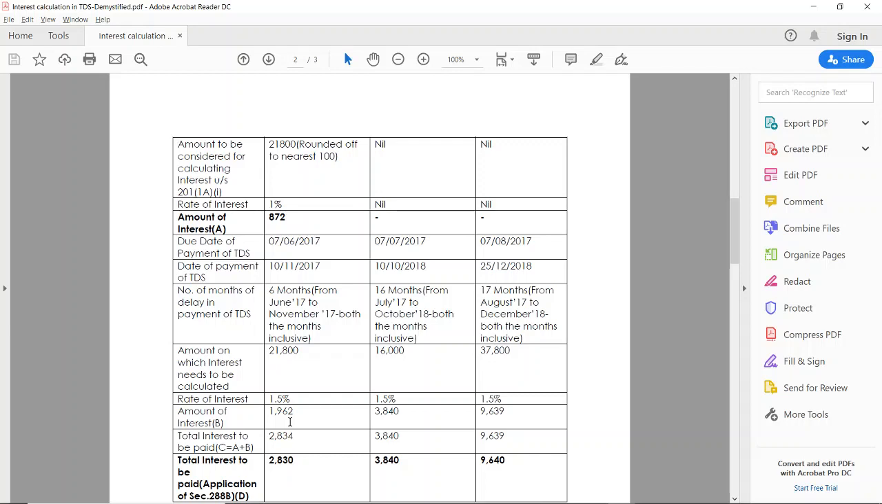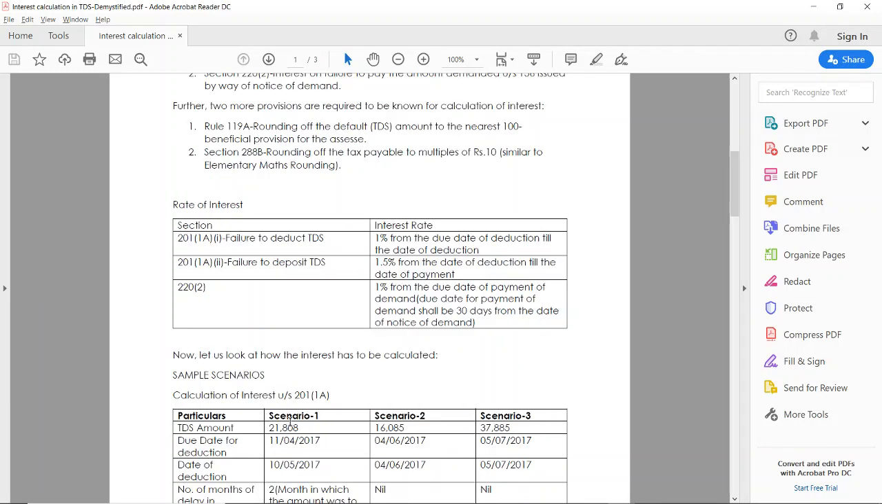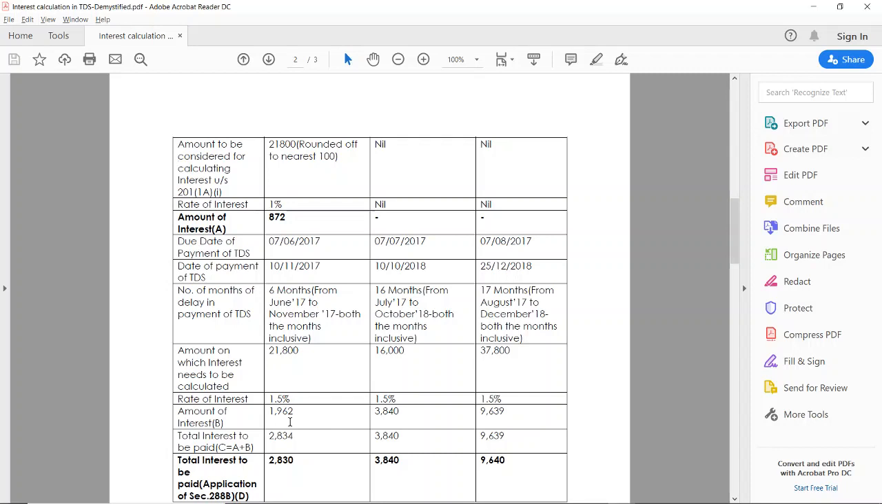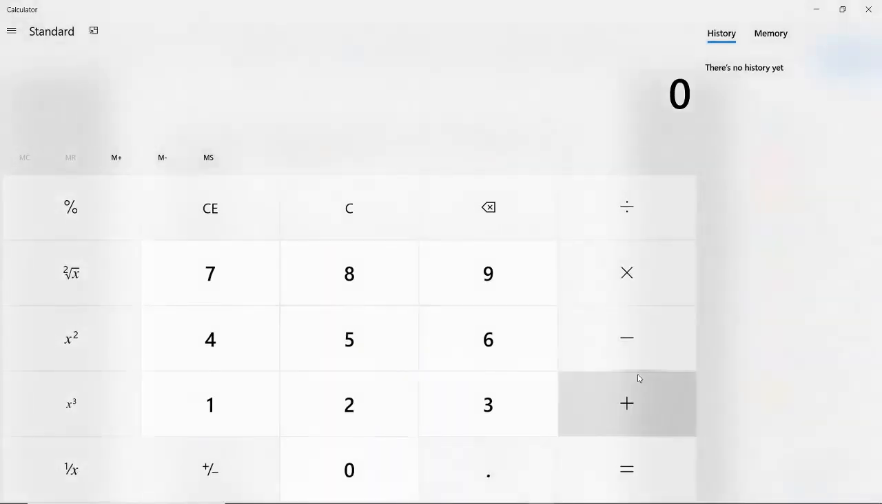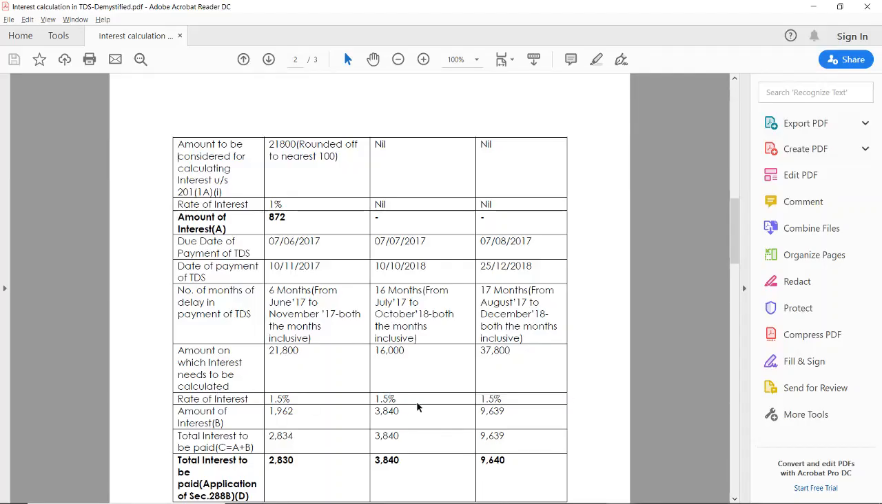So there is a default of more than 16 months, that is from July 17 to October 18, both the months inclusive. So you would get a period of 16 months in between, and the amount on which interest has to be calculated is not 16,085 but rounded off to the nearest 100, so it will be 16,000 only at 1.5% per month. Therefore it will amount to 3840. 16,000 into 1.5%, 16,000 into 0.5% into 16, 3840 is the amount of default.